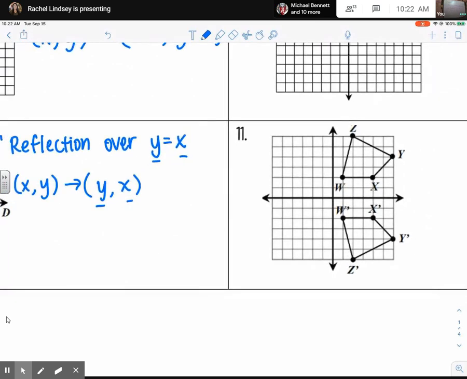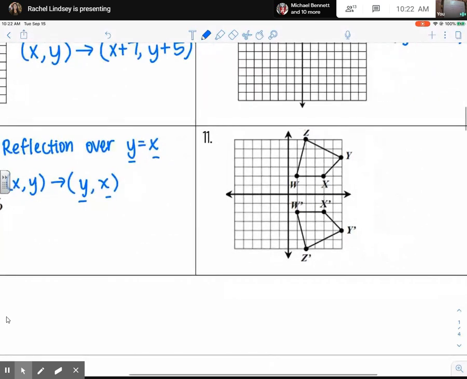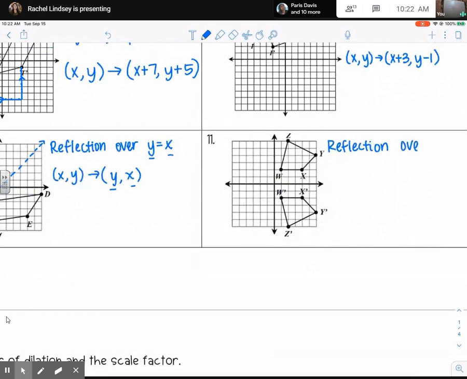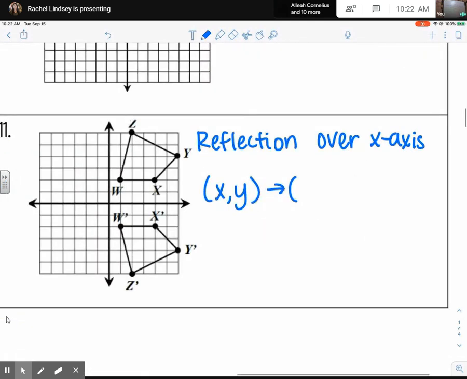Okay, then number 11, reflection. The reflection over what? The X-axis. And our coordinate rule for that, if you can't remember it or don't have it, it starts at 1, 2, and ends up at 1, -2. So the x stayed the same and the y sign changed.